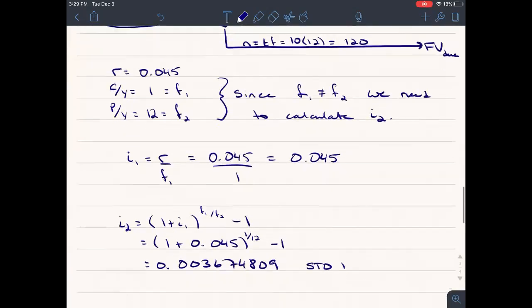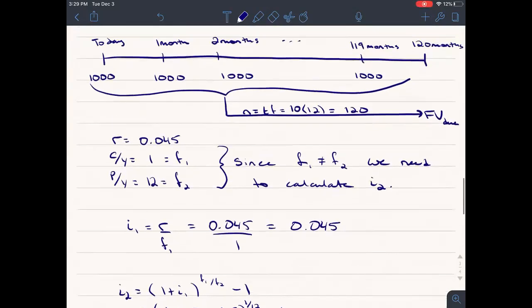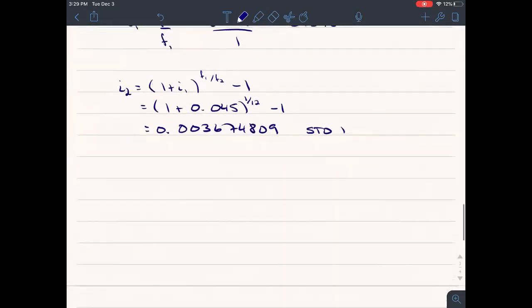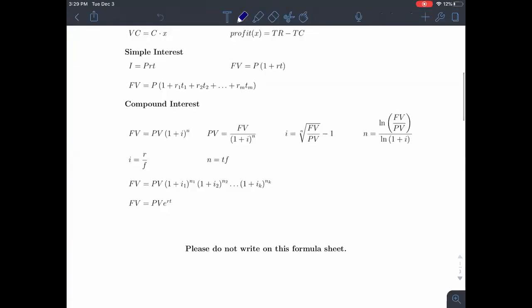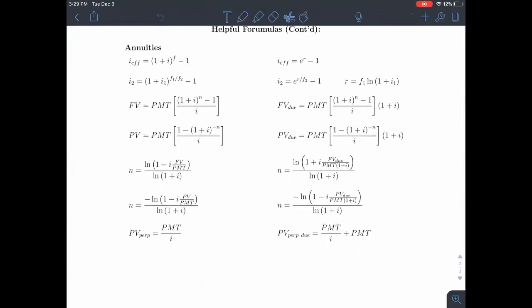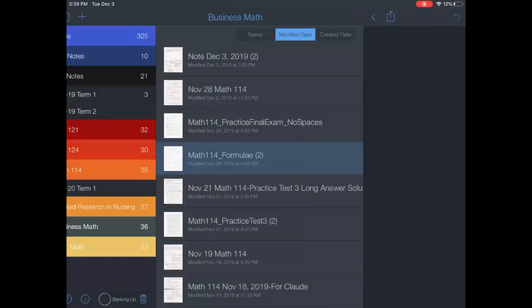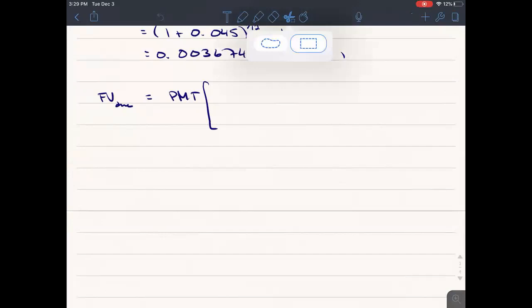All right, so now, what's nice is you don't have to take care of I2 if you're doing it on your calculator. But that's why I make you do it by hand for this one. Just 1, and it's not that bad. So we're gonna find the future value due. The future value due is the PMT times, now where's our, oh, you know what I forgot to do? Bring in our formula sheet. I'll put it here.